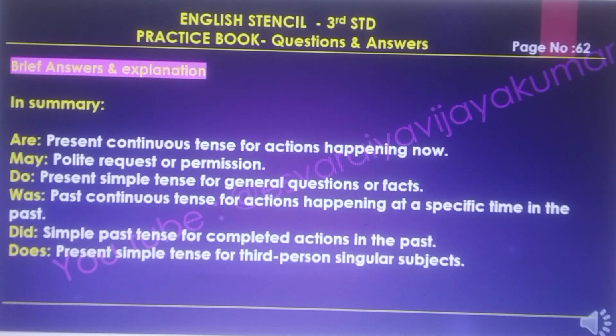In summary, are, or the present continuous tense for actions happening now. May, a polite request or permission. Do, present simple tense for general questions or facts. Was, past continuous tense for actions happening at a specific time in the past. Did, the simple past tense for completed actions in the past. Does, simple present tense for third person singular subjects.